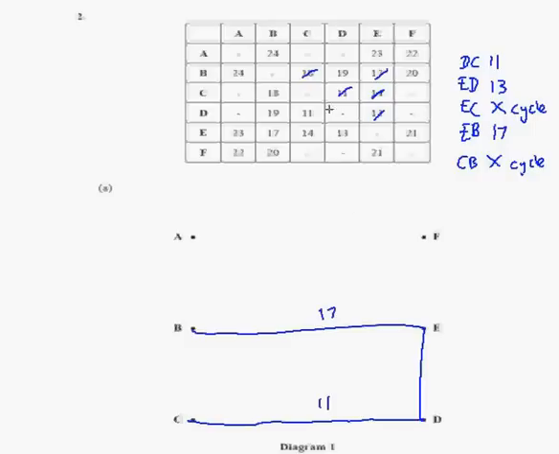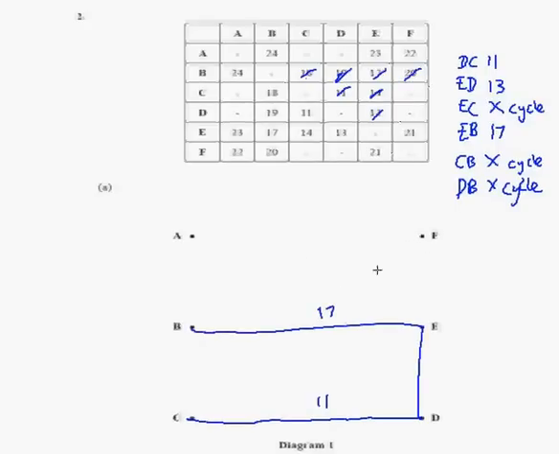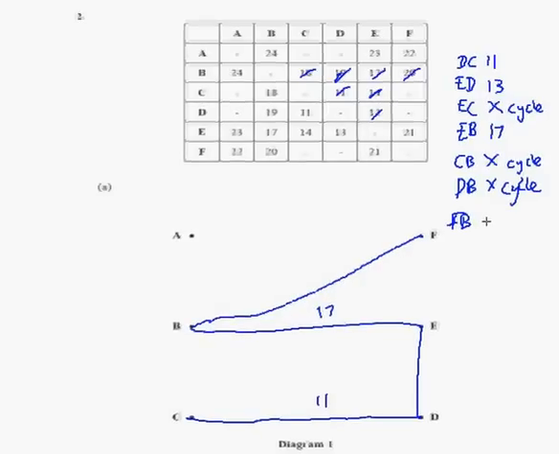Okay, and next we've got DB. So let's have a look. DB. Again that would create a cycle. So DB we will reject. And the algorithm states that we keep going until all the nodes are included. So we've got to keep going. So we'll now go for FB. Yeah, that doesn't create a cycle. Let's add that in. FB, and that has a weight of 20.